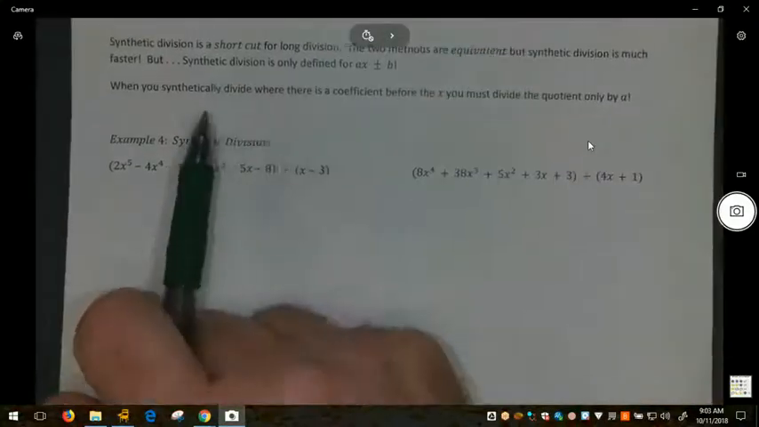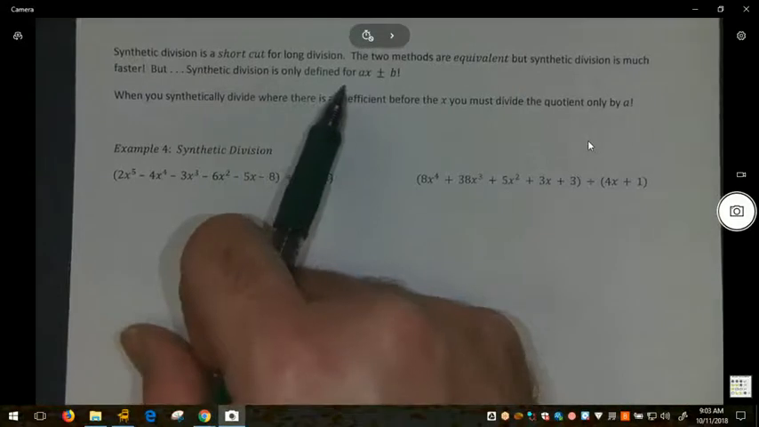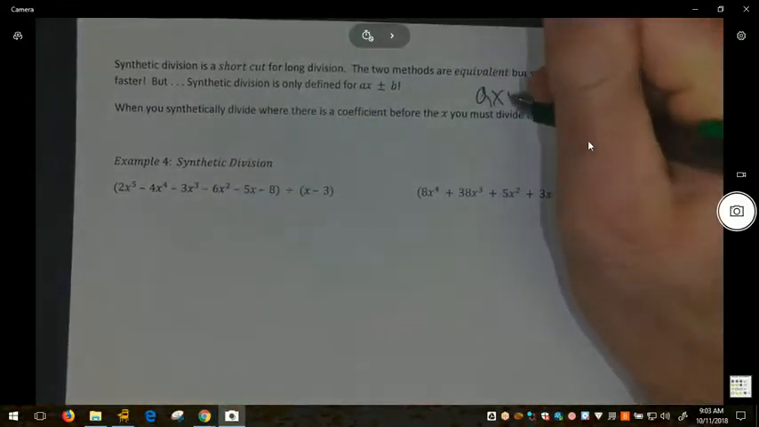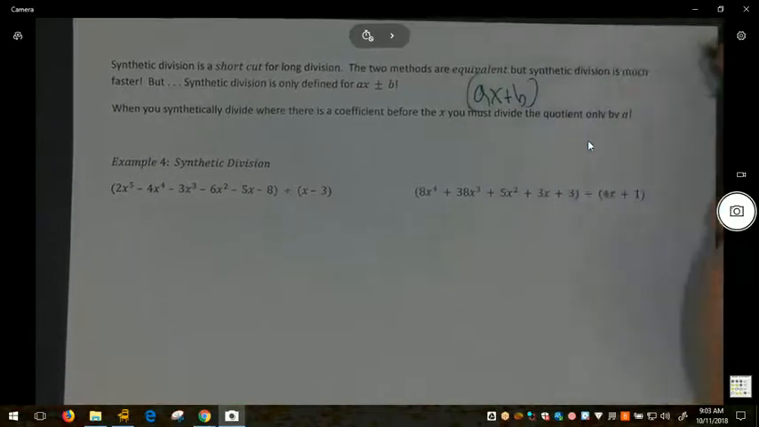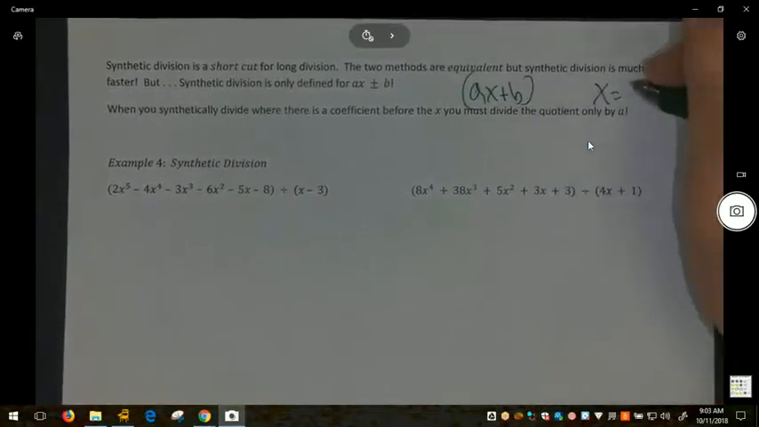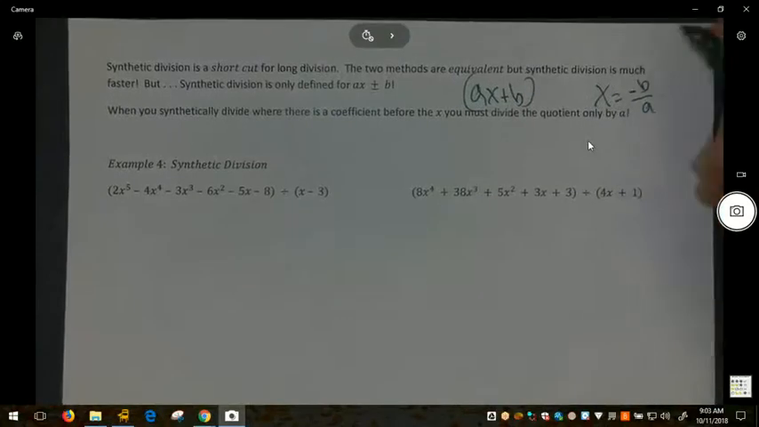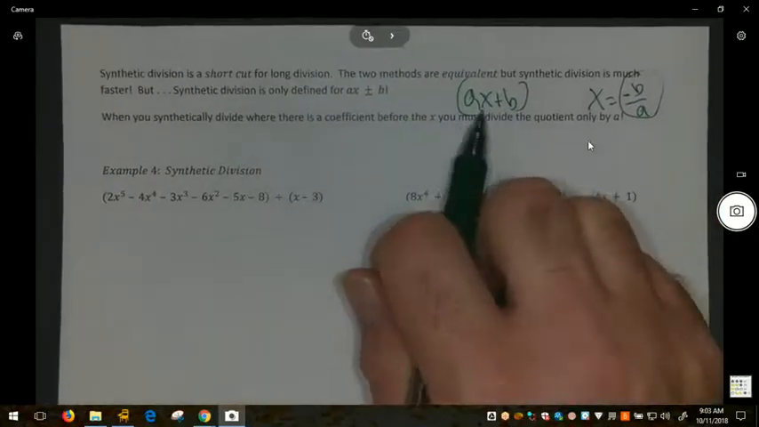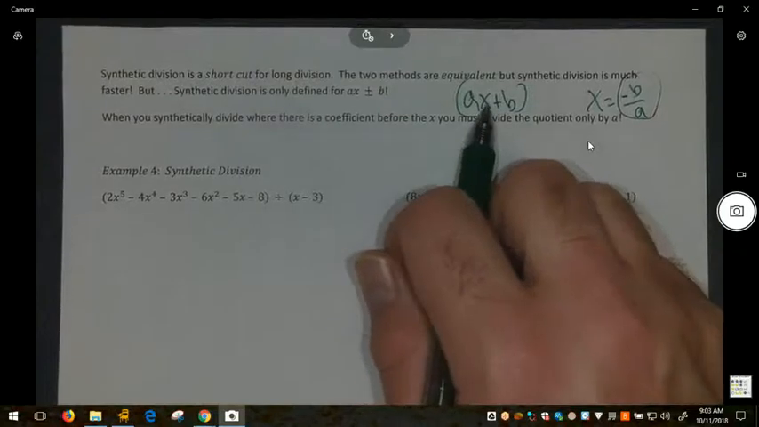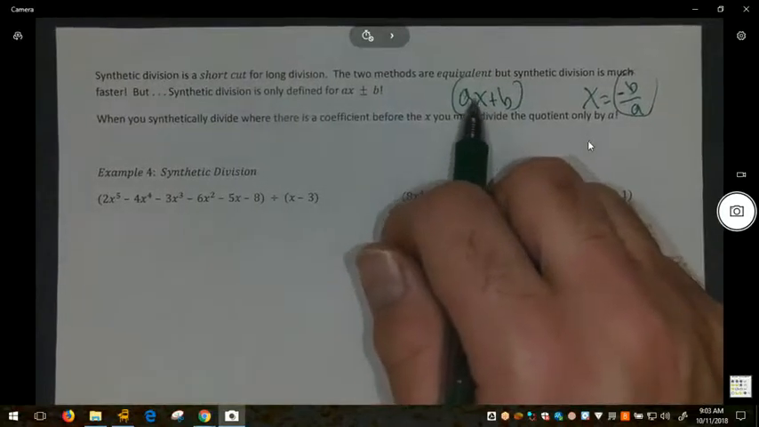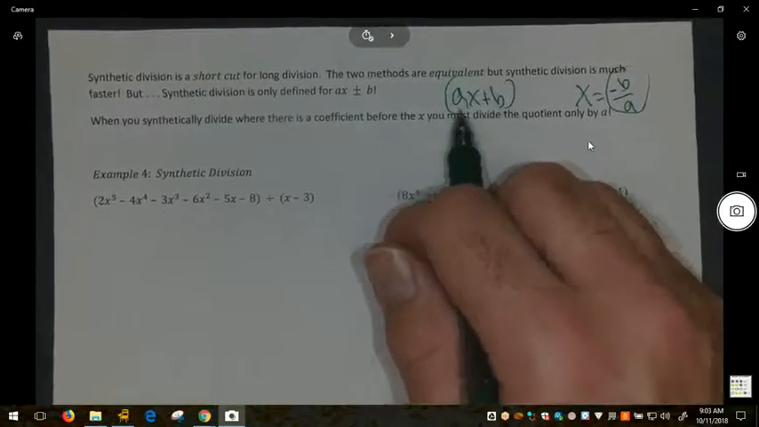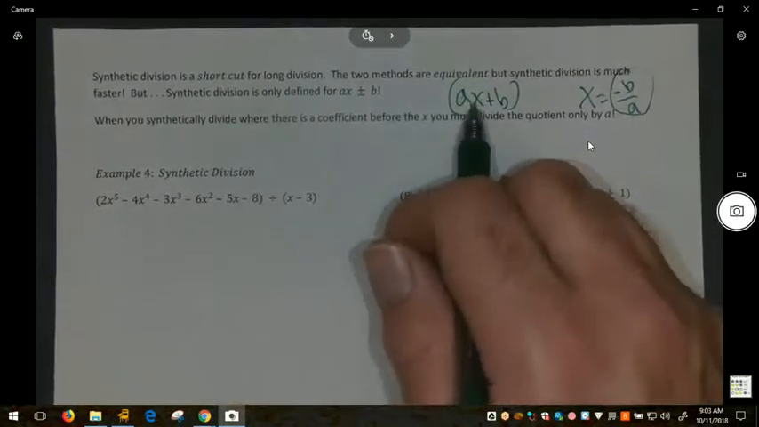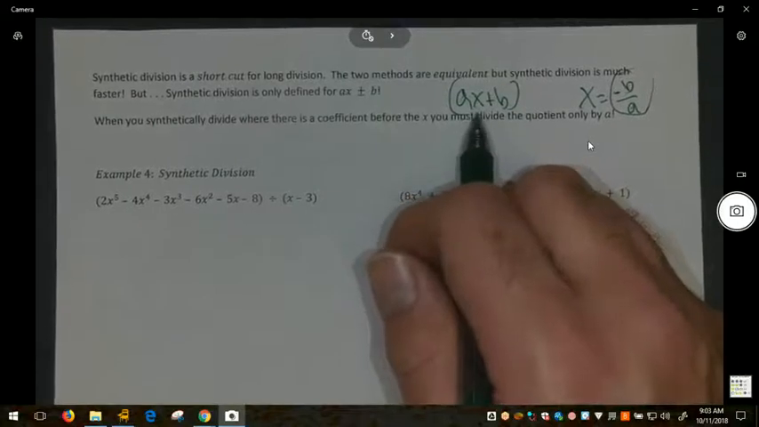Synthetic division only works for factors of ax plus b, where a is a coefficient on x and b is a number. So if you have x equals, I'd subtract b and divide by a, some fractional value. Notice it's not x squared or x cubed. So the divisor, this factor right here, has to be of the first degree.